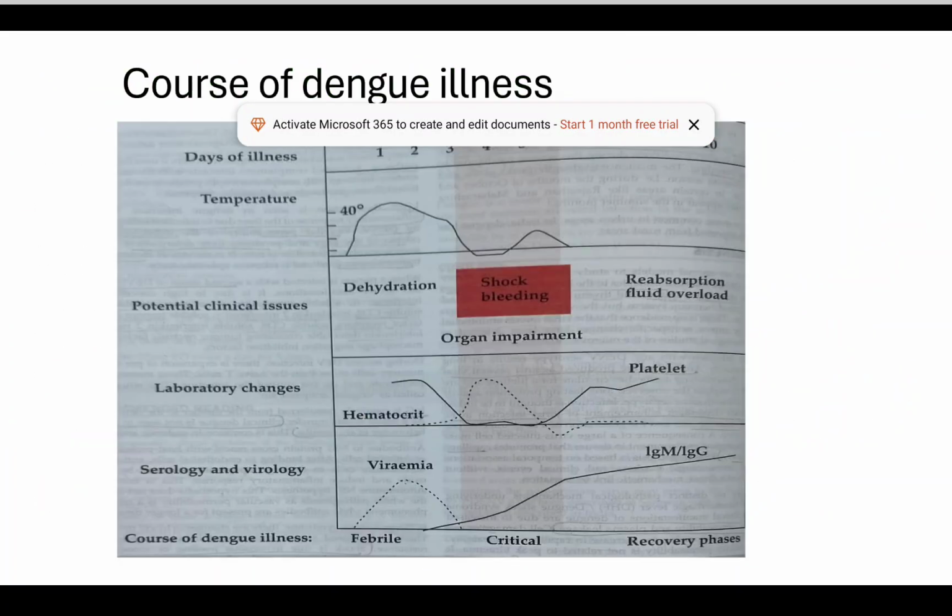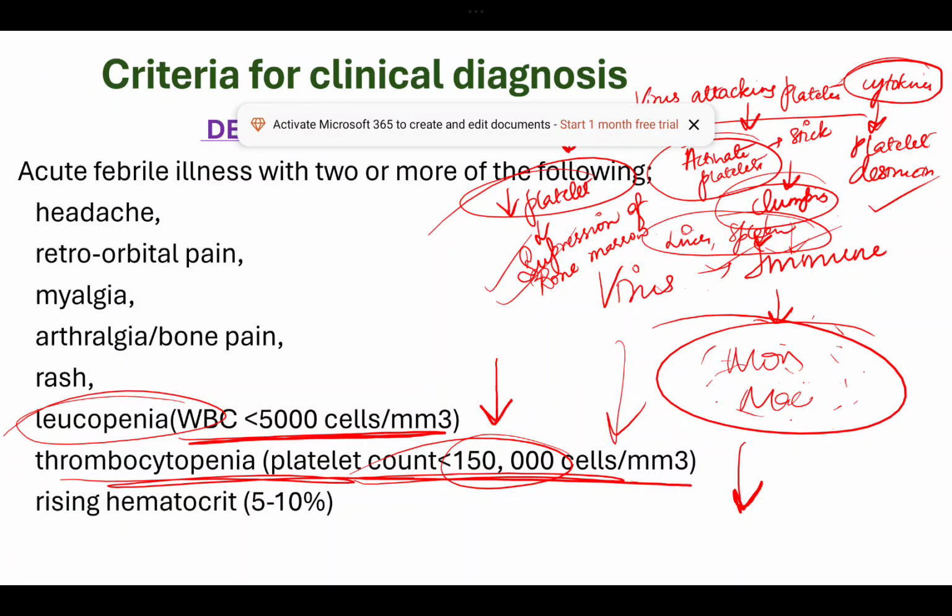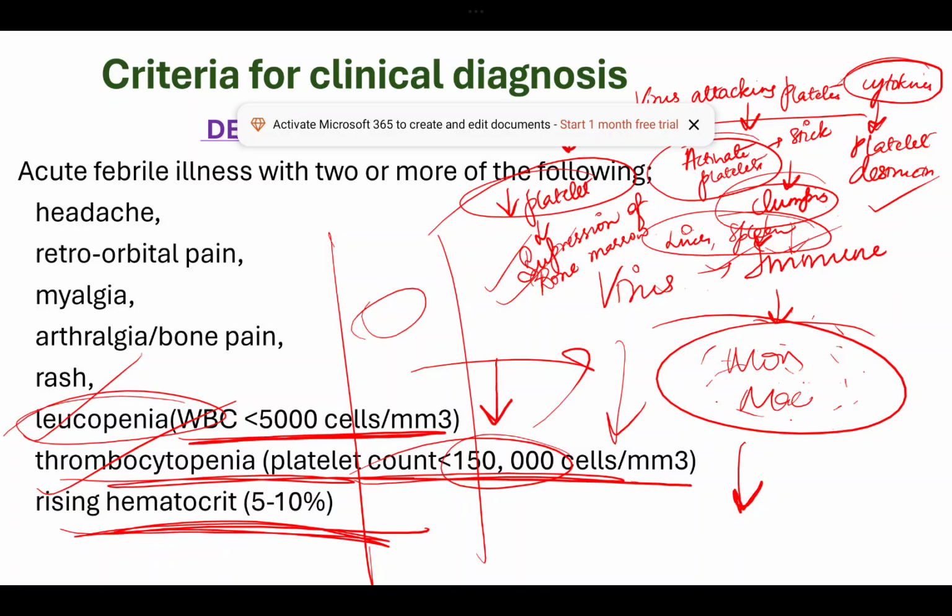And now let us move further. The leukopenia is seen, thrombocytopenia, platelet count decreases, and rising hematocrit. As I told you, the plasma is leaking out, the blood becomes more concentrated, so the hematocrit values increase. Okay.